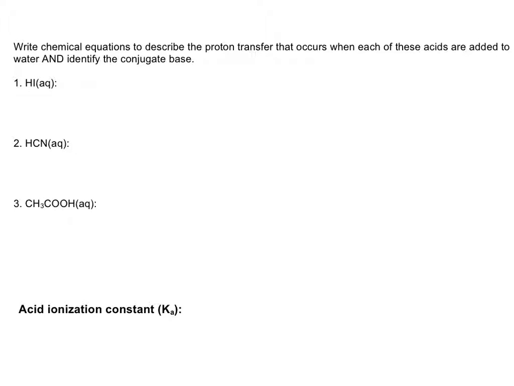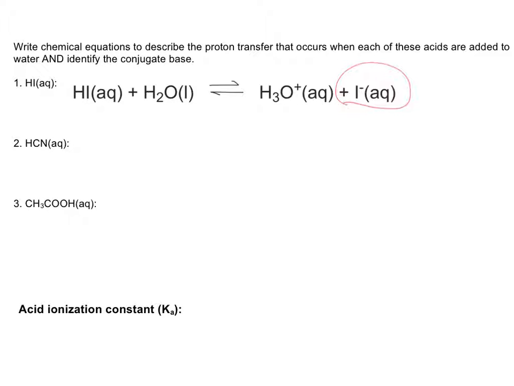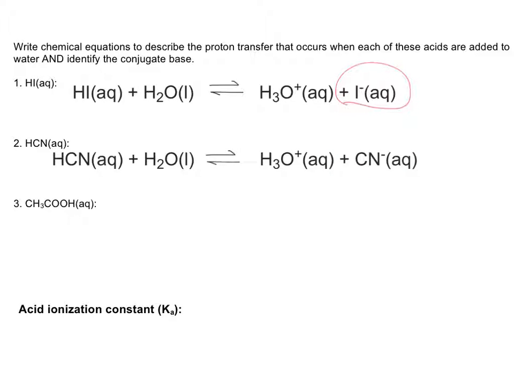Now let's do a couple of examples of how we would write these chemical reactions and be able to identify the conjugate base. So HI is an acid, so HI plus H2O is going to react to make H3O plus and I minus. All right, and in this case, our conjugate base is going to be I minus because it has the ability to accept a proton and go in the reverse direction. All right, HCN plus H2O is going to give us H3O plus and CN minus, and in this case, CN minus is going to be our conjugate base because it has the ability to accept a proton and become HCN again.